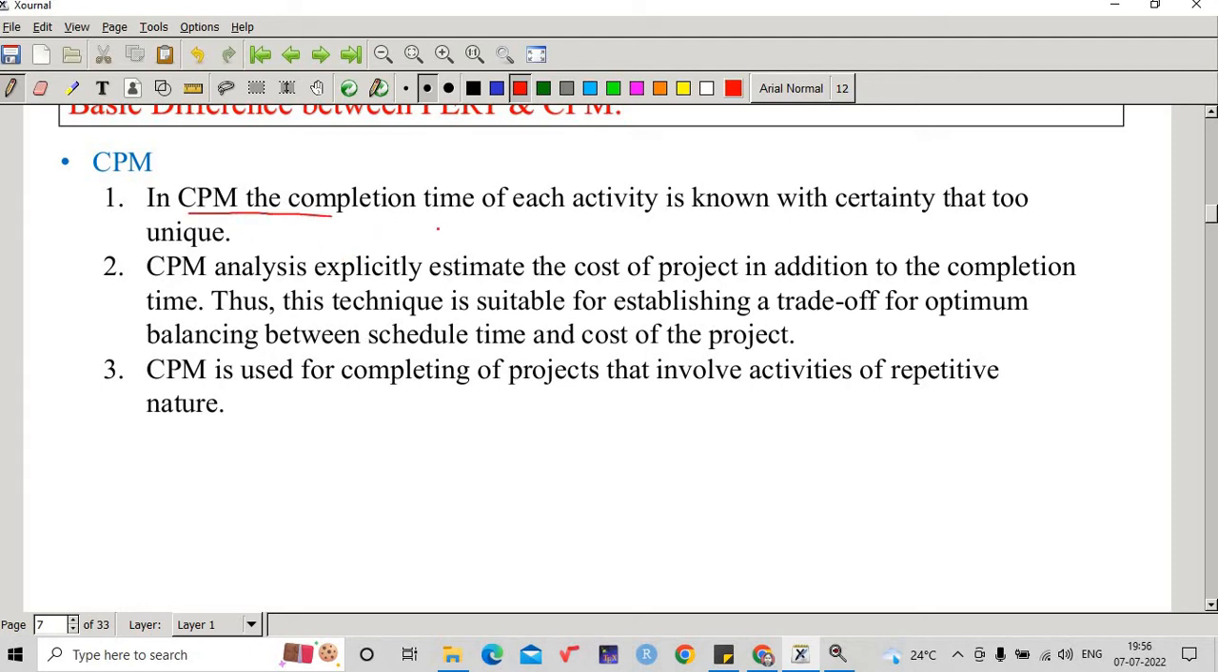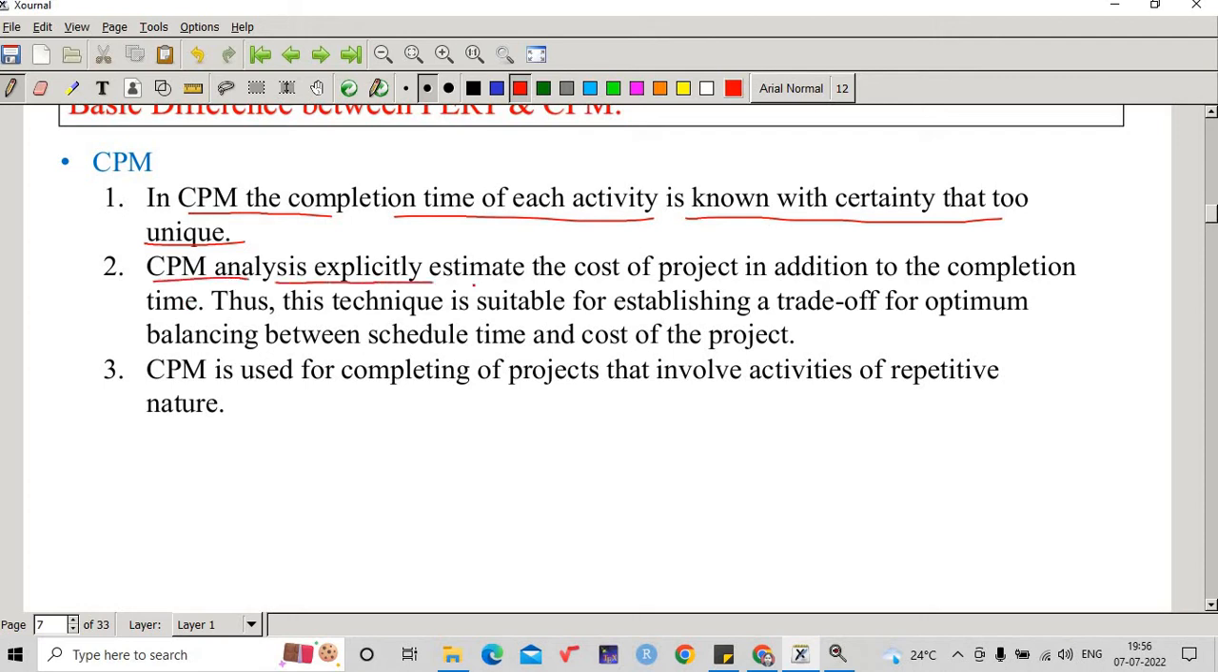In CPM, the completion time of each activity is known with certainty, and that too unique. Meaning, how much completion time each activity takes, that we are trying to identify. Meaning, the certainty of completion of that particular activity can be known, and it might be unique sometimes.